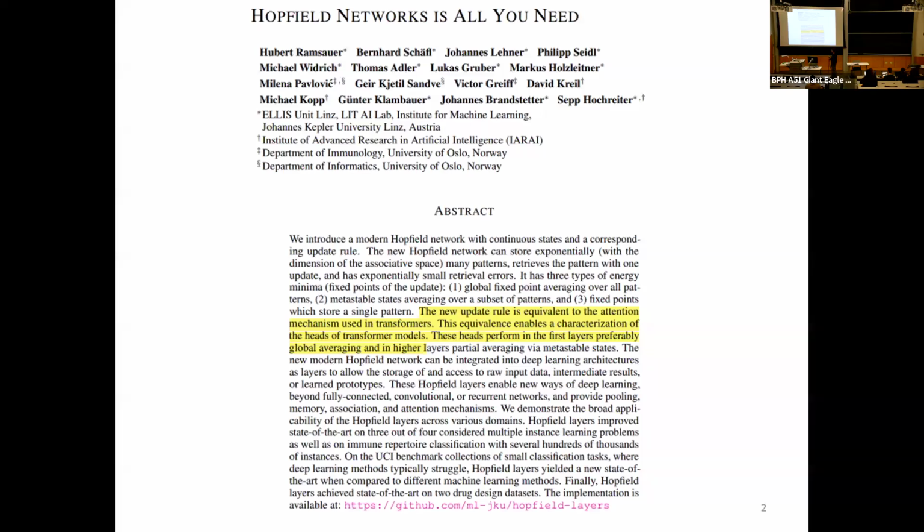And here's a very nice paper from 2021. It's part of the readings. The paper is up on the web page. You can take a look, which literally says Hopfield networks are all you need, which shows that, with a minor modification of the update rule, they actually provide you the attention mechanism used in transformers, and this enables characterization of heads of transformer models. And these heads perform, in the first layers, preferably global averaging, and in higher layers, partial averaging via metastable states. So what are all of these interesting terms?